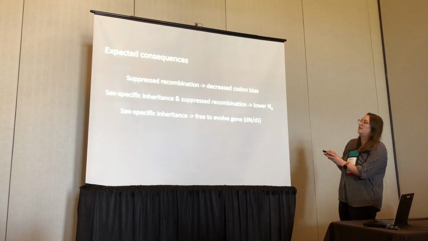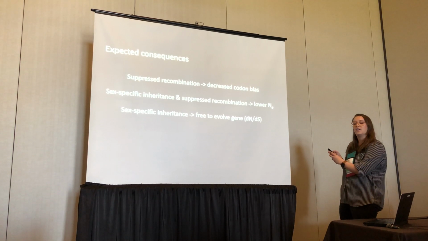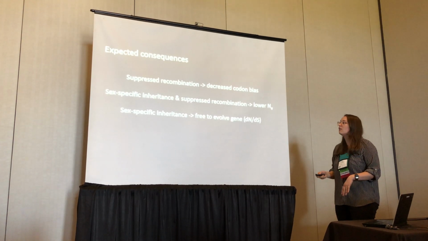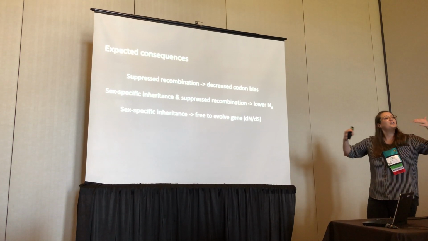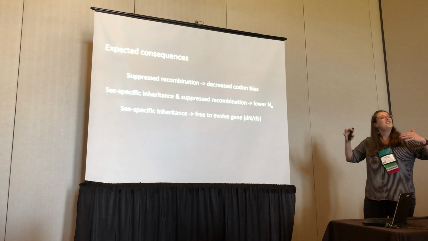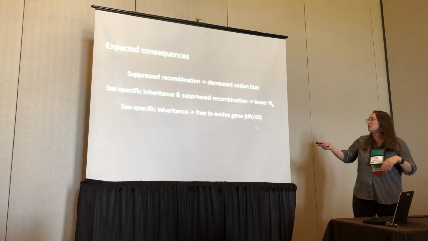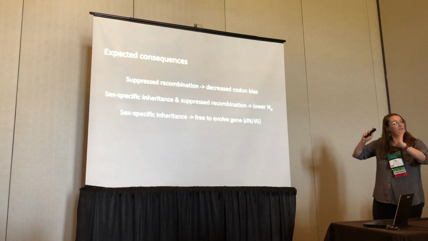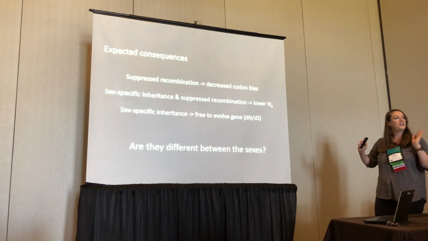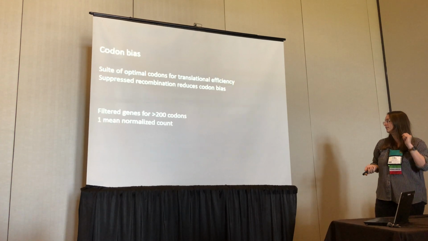Because selection is not as efficient in regions of suppressed recombination, we expect decreased codon bias. Because of sex-specific inheritance and suppressed recombination, we expect to find a lower effective population size. And because of sex-specific inheritance, these genes are a little freer to evolve, or to degenerate, depending on how you want to look at it, which we're going to measure as something called TNDS. So what we're really going to do is, for these three metrics, ask: are they different between the sexes?